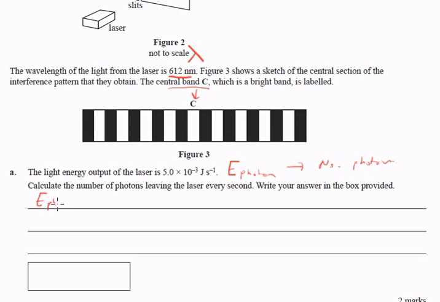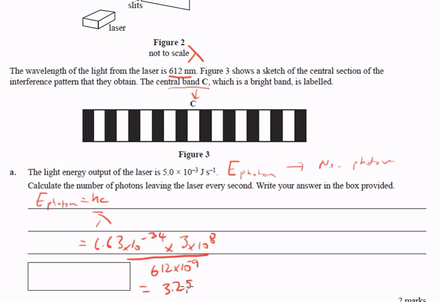So the energy of each photon is equal to hc on lambda, which is equal to 6.63 by 10 to the minus 34. Again, I'm always using the same Planck's constant, by 3 by 10 to the 8, over 612 nanometers, 10 to the minus 9, and that gives 3.25 by 10 to the minus 19 joules.